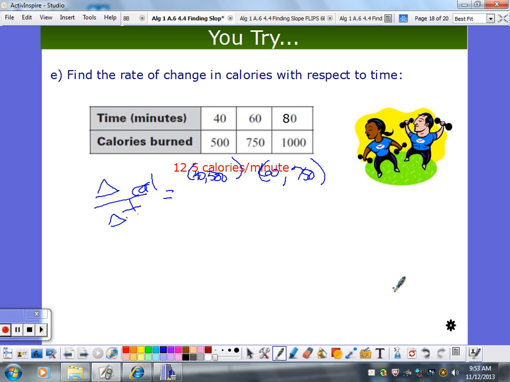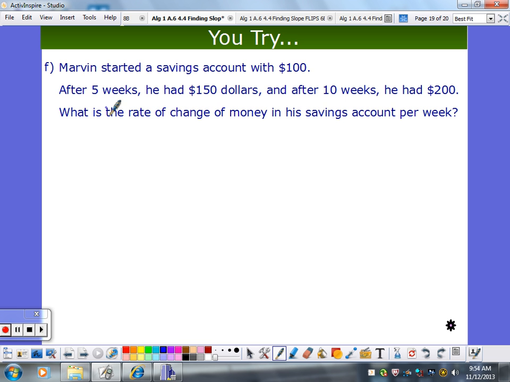All right, and then we go back to this guy. This guy, he started a savings account with $100. After 5 weeks, he had $150. After 10 weeks, he had $200. Rate of change of money. Now, so here I've got money, and I've got time, I've got weeks. Did we say dollars per week or weeks per dollar? Dollars per week. So it's change in dollars over change in weeks.